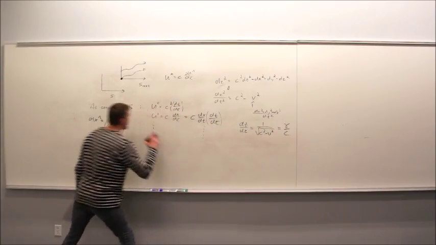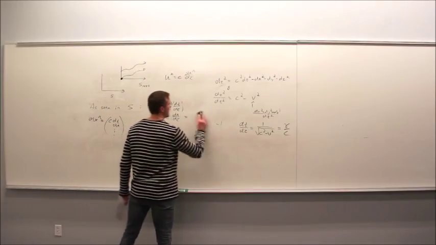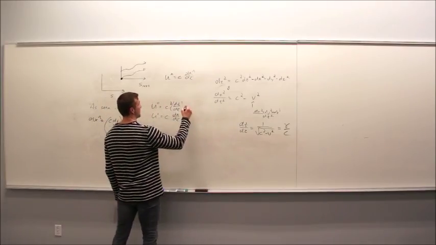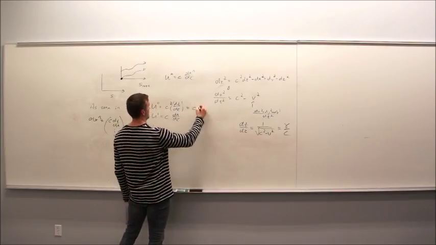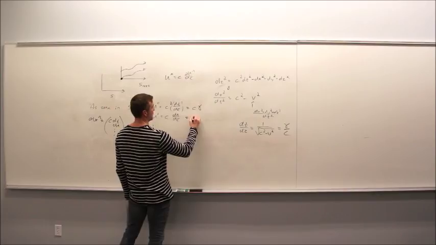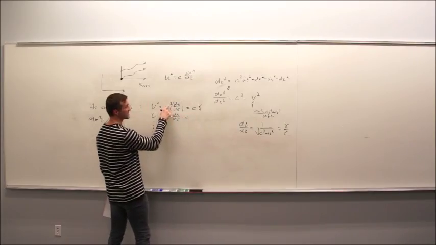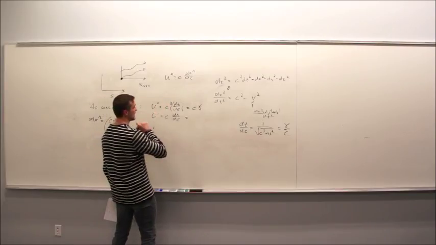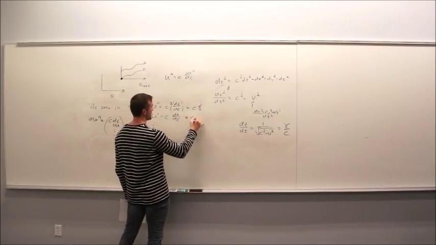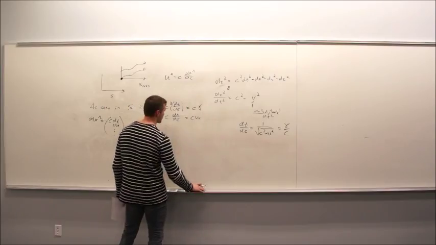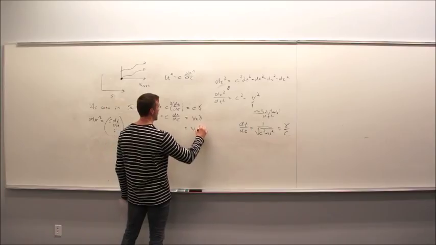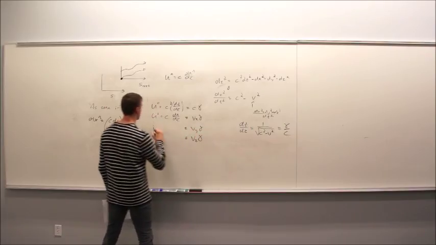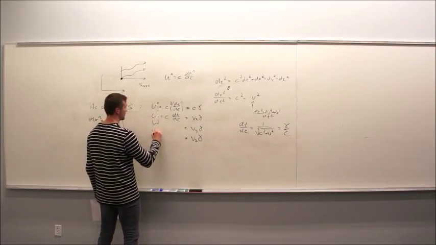And so what we find is that this just becomes c gamma. Over c? No, because I used it to cancel one of these c's. And then this is going to be vx gamma, and then vy gamma, vz gamma for u2 and u3.